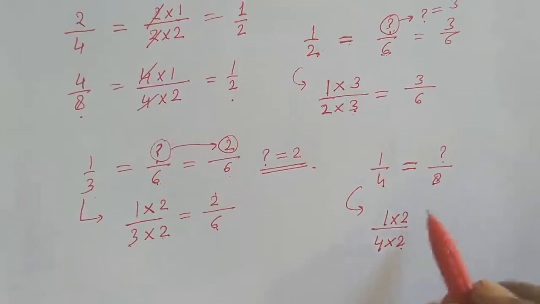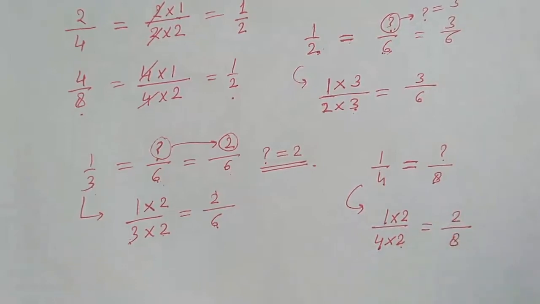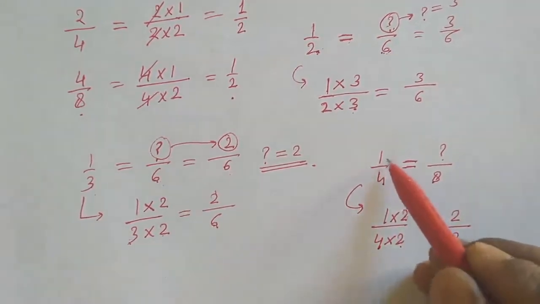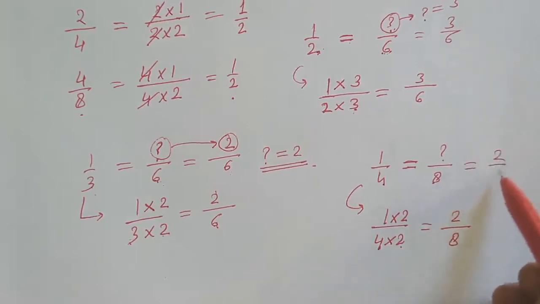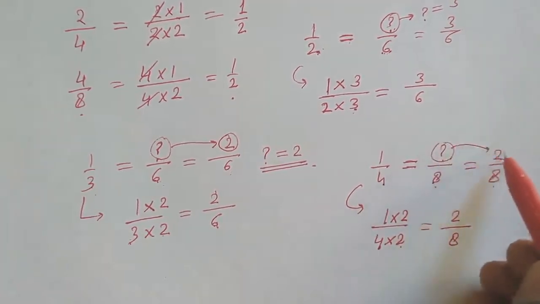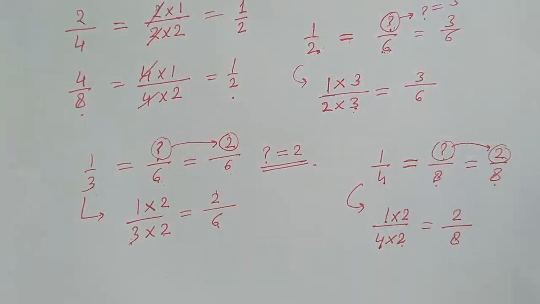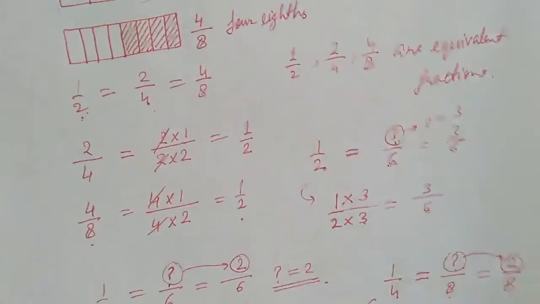Okay, so 1 into 2, this is 2. 4 into 2, this is 8. So we have converted 1 by 4 into 2 by 8. 1 by 4 is 2 by 8. 8, 8. So this unknown number is 2, right? Now see one more example.